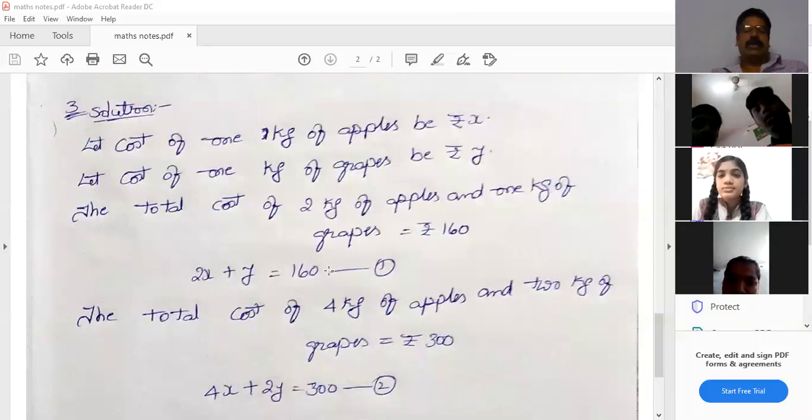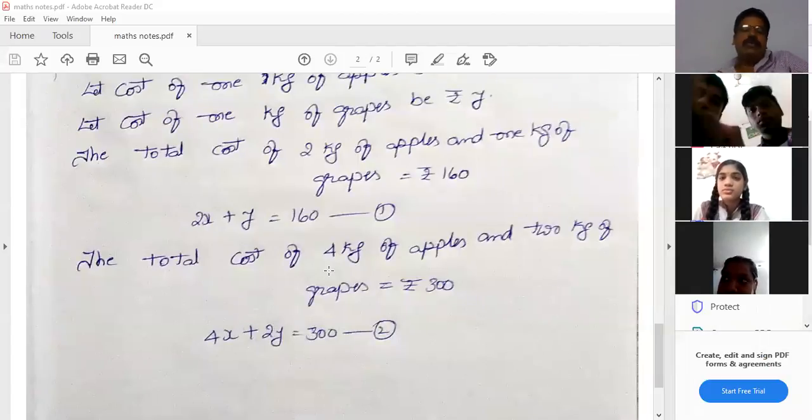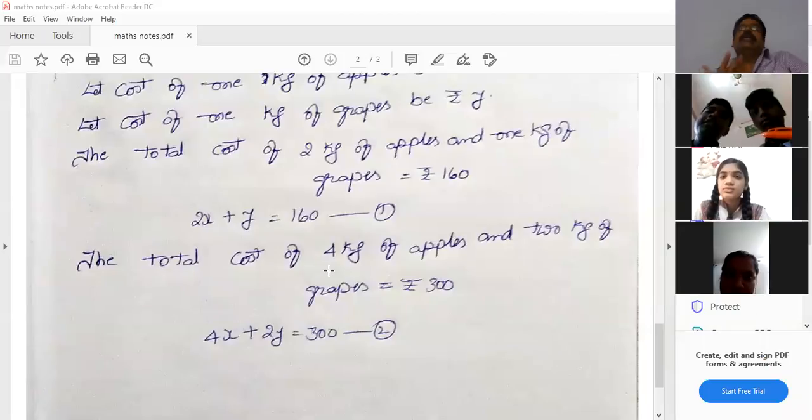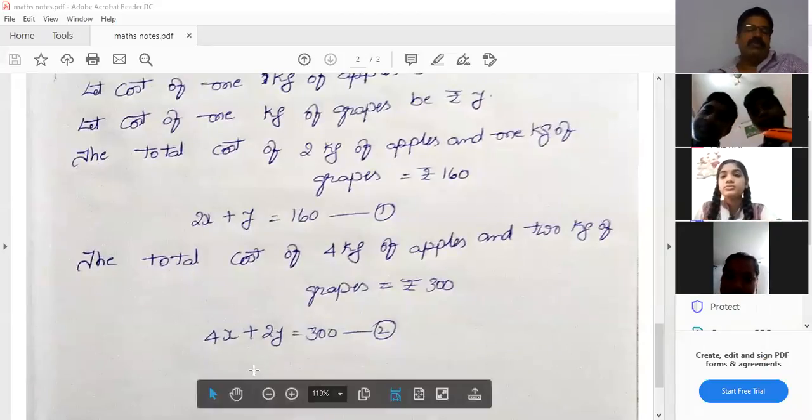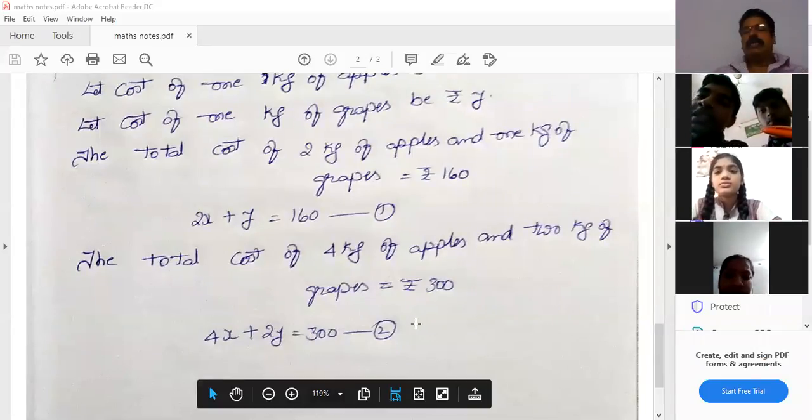Understand? And then on the second day, the fruit seller purchased 4 kgs of apples and 2 kgs of grapes for 300. So this also, 1 kg of apples x rupees, 4 kgs means 4x, and 2 kgs of grapes 2y rupees, and total 300 rupees. Now the equation is 4x plus 2y equal to 300. Two pair of linear equations.